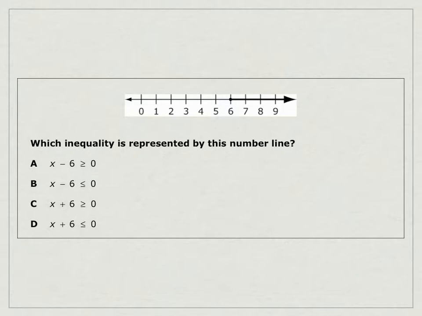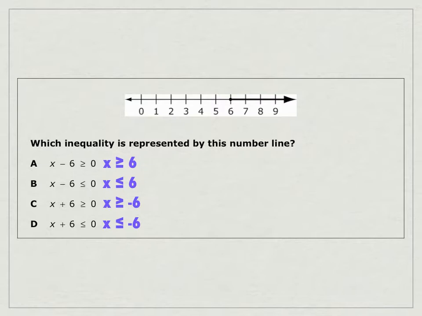If you look at A, I have x minus 6 is greater than or equal to 0. When I add 6 to both sides, I would get x is greater than or equal to 6. Again, on B, I need to add 6 to both sides, and I get x is less than or equal to 6. For C, I would need to subtract 6 from both sides, which gives me x is greater than or equal to negative 6. And the same thing for D, I get x is less than or equal to negative 6.